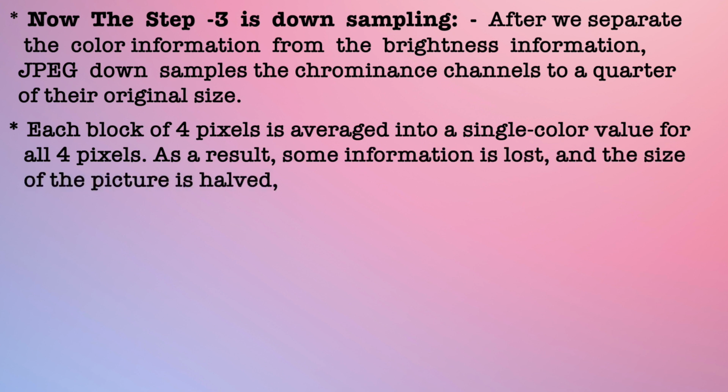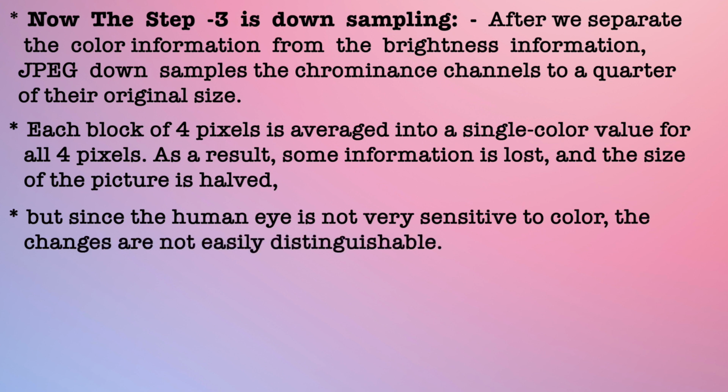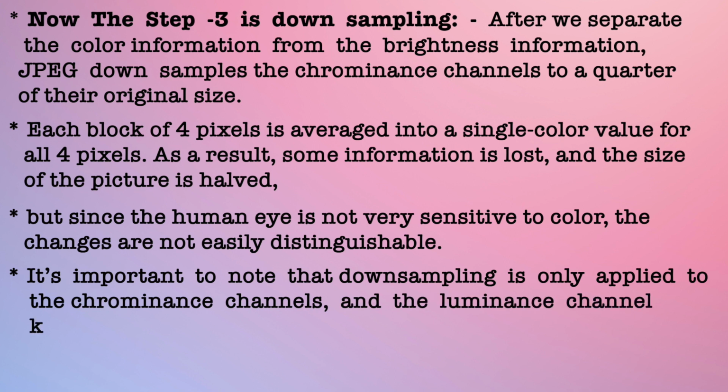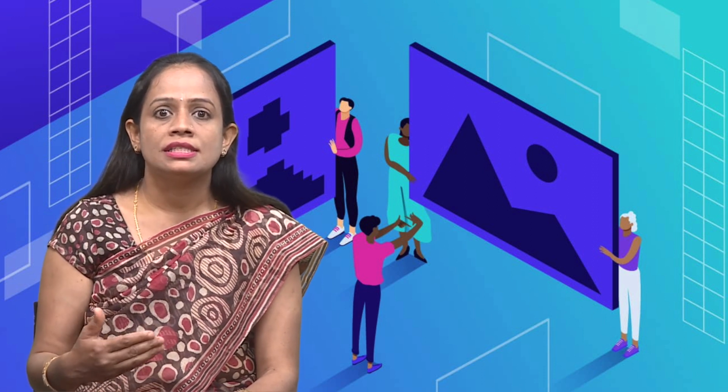So, each block of 4 pixels is averaged into a single color value for all 4 pixels. As a result, some information is lost and the size of the picture is halved. But since the human eye is not very sensitive to color, the changes are not easily distinguishable. It is important to note that downsampling is only applied to the chrominance channel, and the luminance channel keeps its original data.